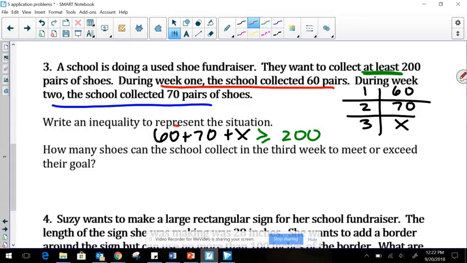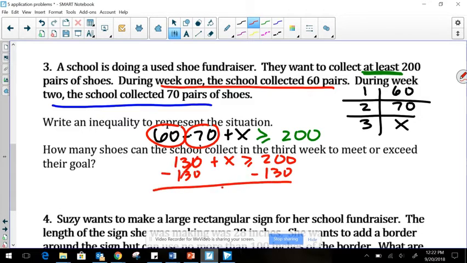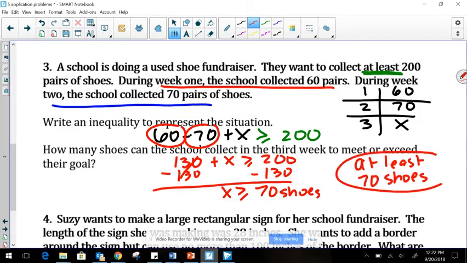Then I combine like terms. So 60 plus 70 is 130 plus X. Because I'm trying to figure out how many shoes we need to collect in the 3rd week. So subtract. So I have X is greater than or equal to 70 shoes. So we need to collect at least 70 shoes. So make sure you have your label on your answers so it's clear that you know what's going on.